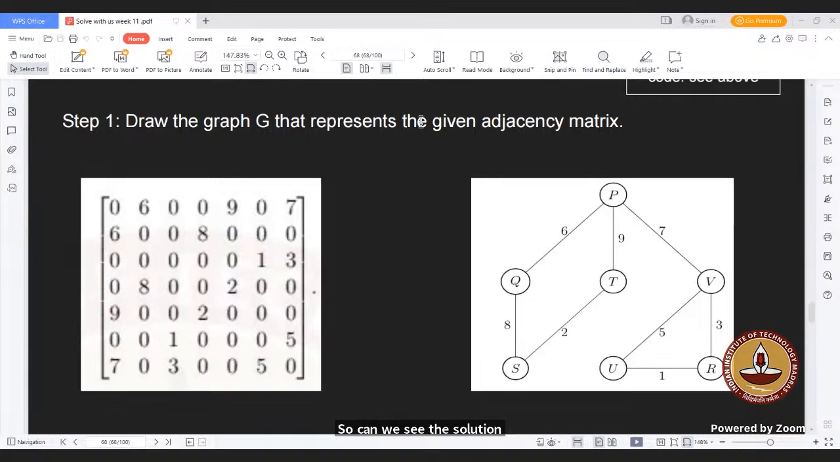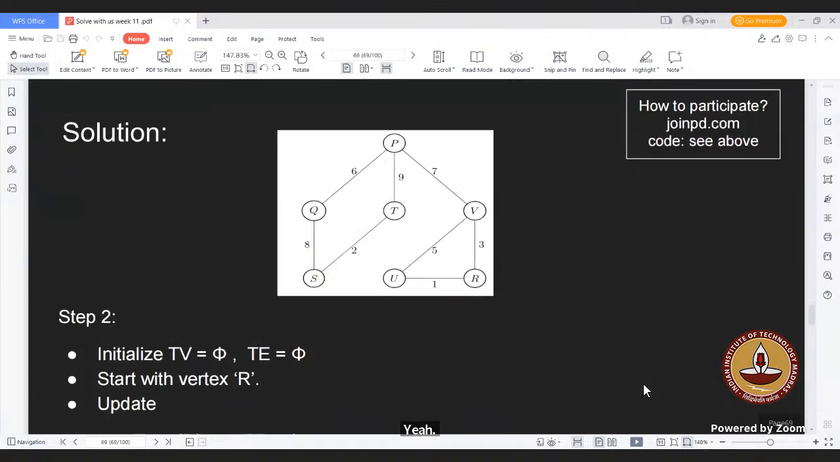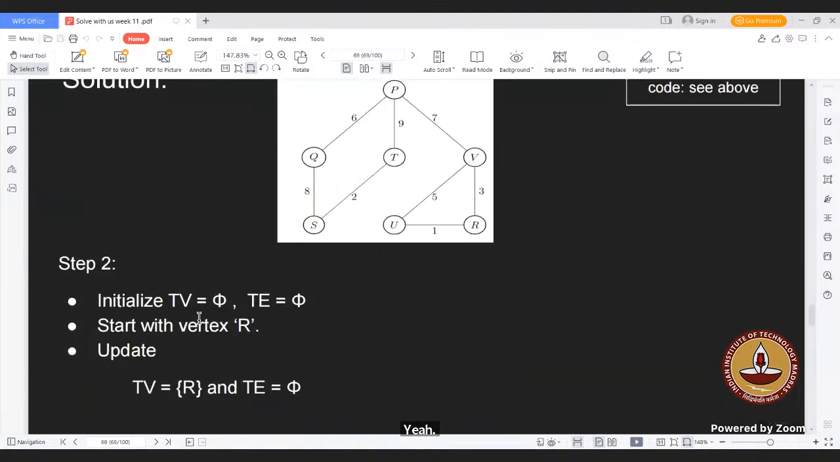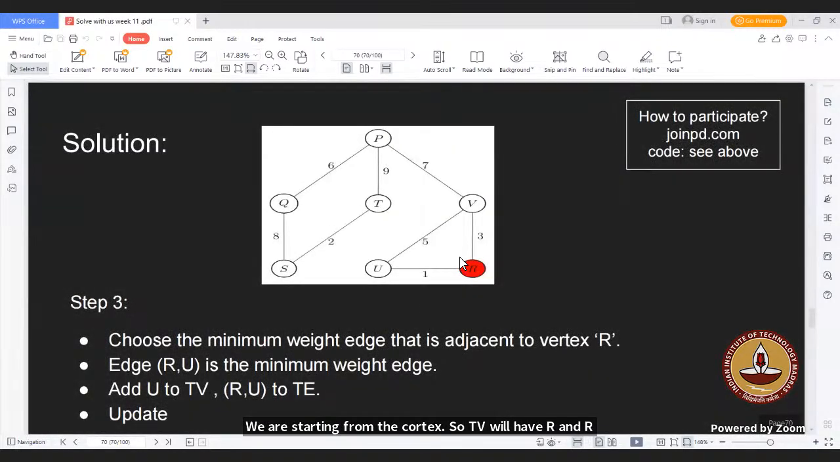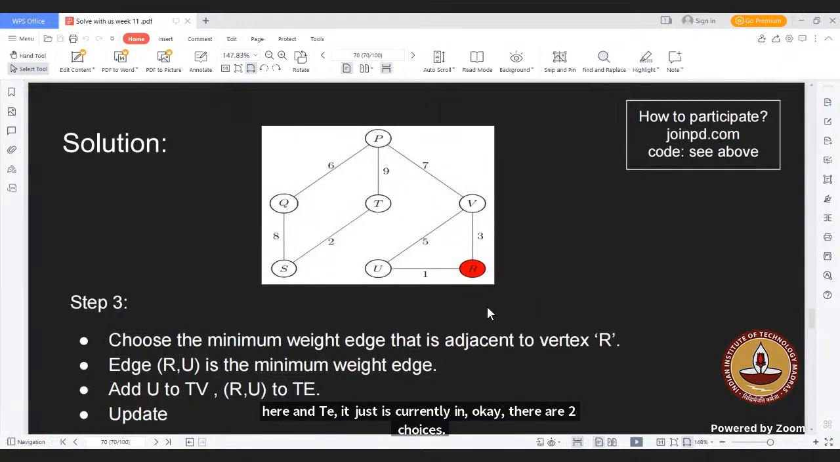Since this is a graph, we have to see. We'll initialize TV as null and TE as also null. We are starting from the vertex R, so TV will have R in it, and TE, the edges, is currently null. Now from R, there are two choices. We can go to U or V, but we have to go to the minimum one, right? So from R we are going to U.